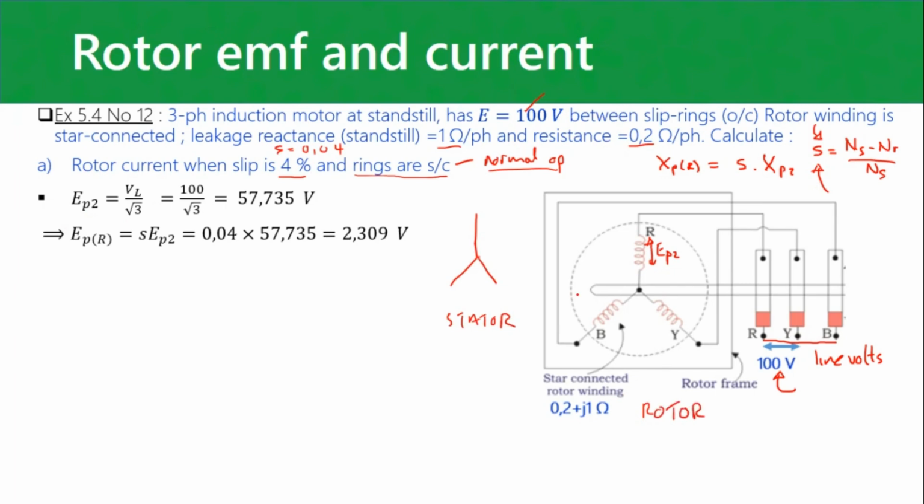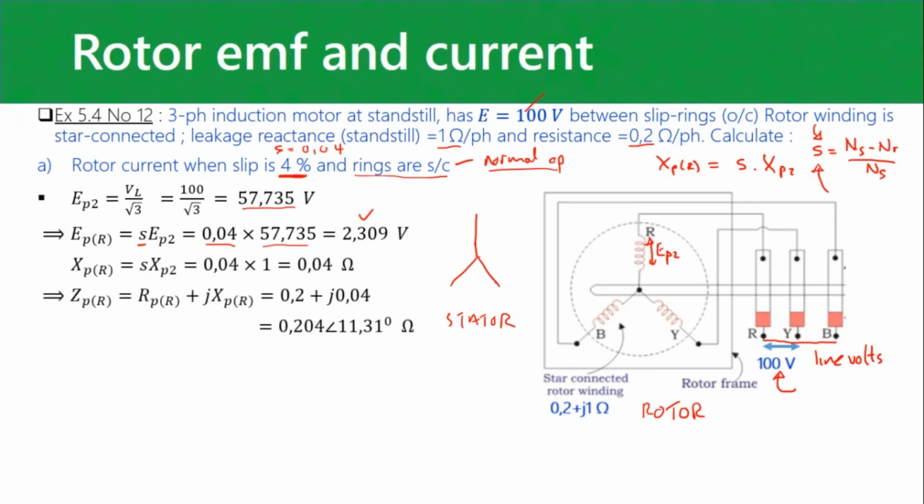They're not connected in any way whatsoever. All right. So EP, when this thing is rotating, you know it's rotating because it's got a slip that isn't equal to 1. So it is S times EP2. So it's 0.04 times the standstill EMF. Just small numbers, eh? So now we've got the EMF. All we need is the impedance, then we can work out the current.